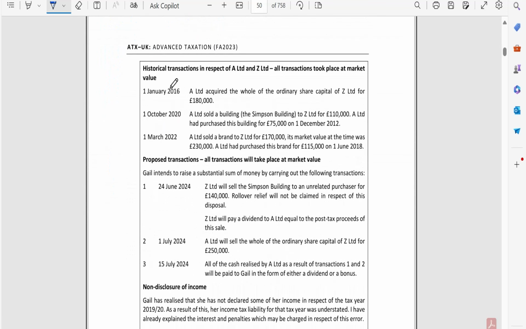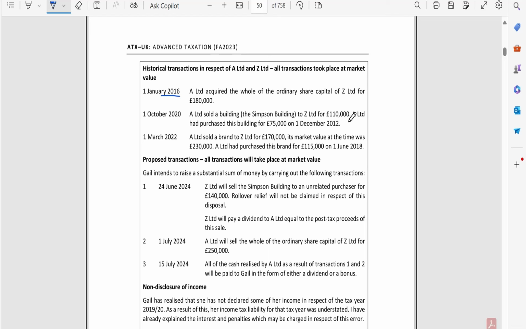Fine, the historical transactions of A and Z Limited have been given. On 1st January 2016, A Ltd acquired the ordinary share capital of Z Ltd. This was the date it was acquired. And on October 20, A Limited sold a building named Simpson Building to Z Ltd for 110,000, and A Ltd had purchased this building for 75,000 on 1st December 2012.